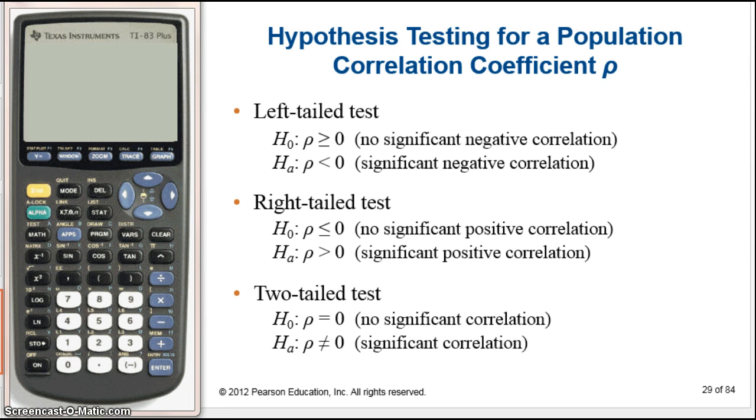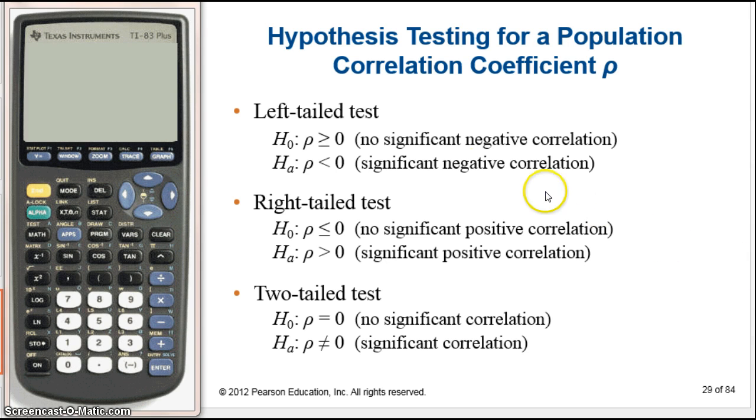Okay, so here's exactly what we just said right there. For your H0 statements in each case, whether it be the left-tailed, the right-tailed, or the two-tailed test, those H0s basically say that there's no significant correlation going on. And your HA statement will always be that, yes, there is a significant correlation.